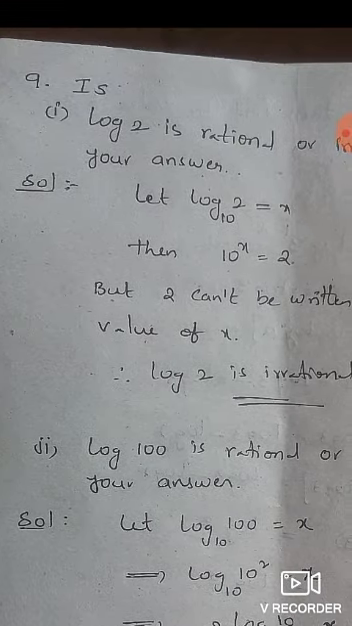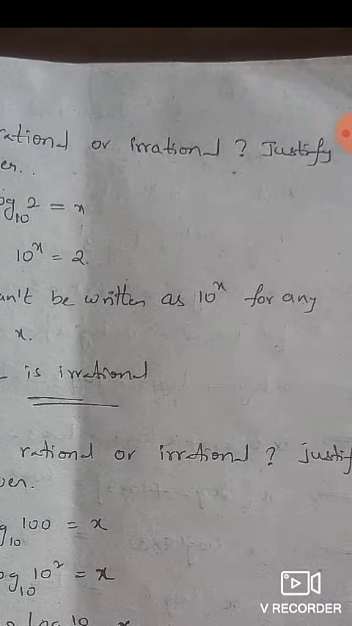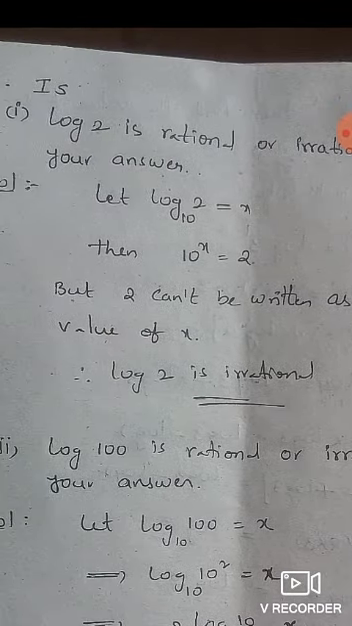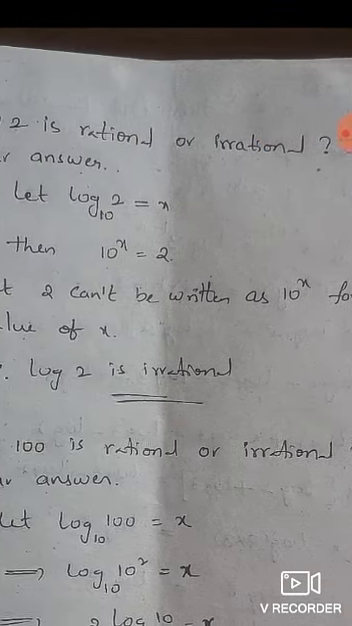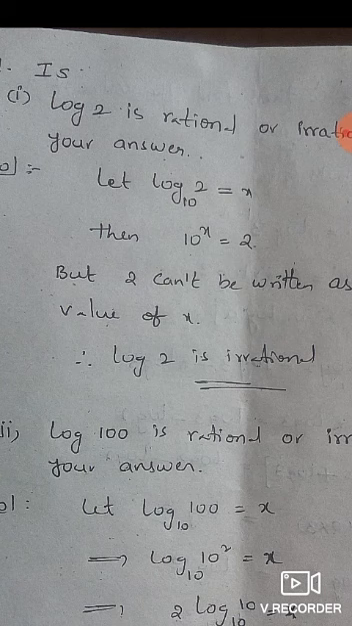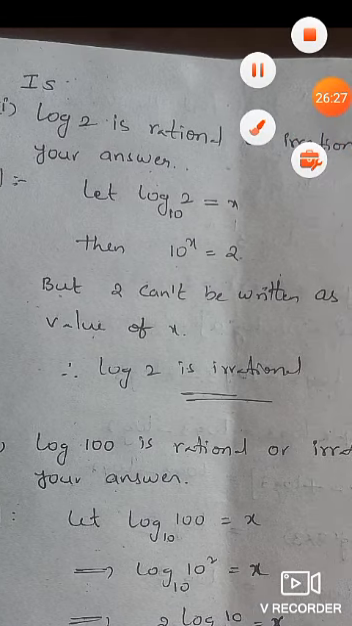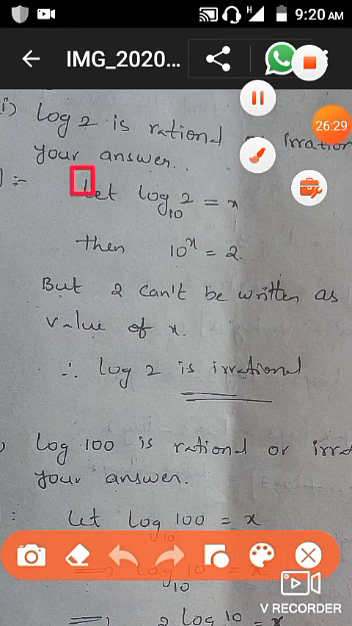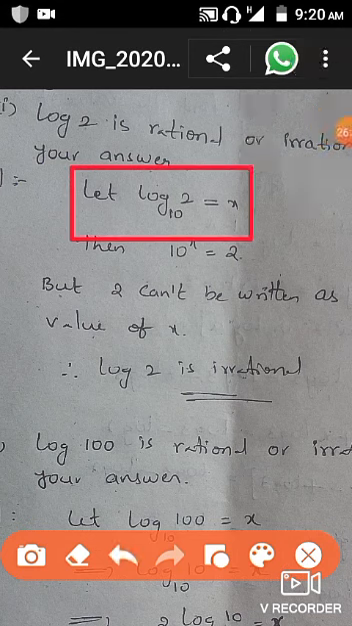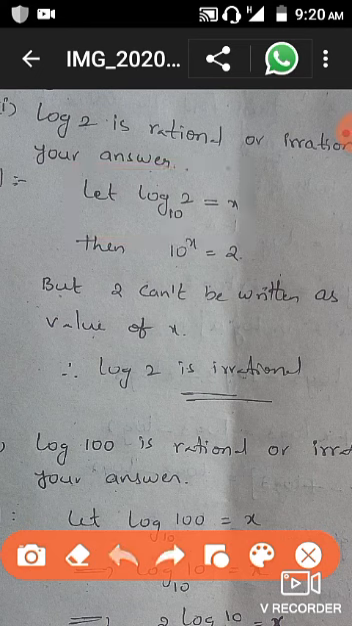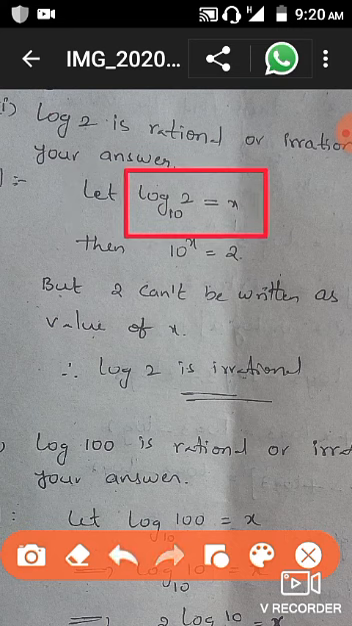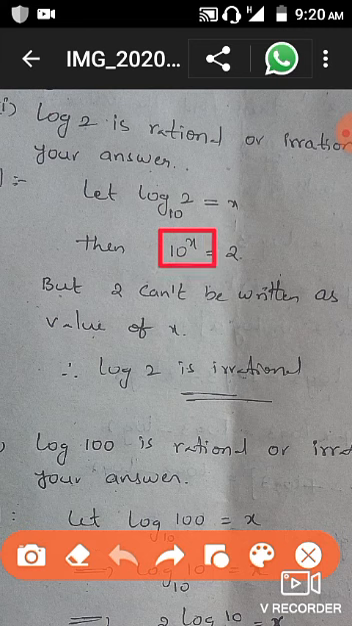First question: log 2 is rational or irrational? Justify your answer. We have to tell whether log 2 is irrational or rational. So let log 2 equal x. Here log 2, for base 10, I am taking equal to x. This is the logarithm form, and now converting to exponential form: 10 power x equals 2.